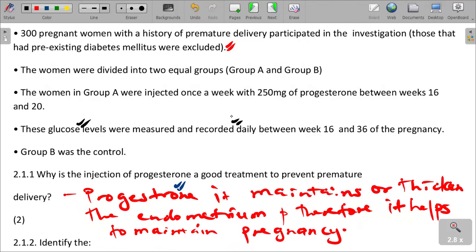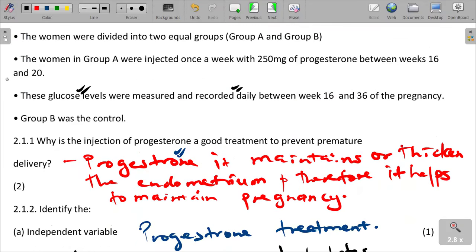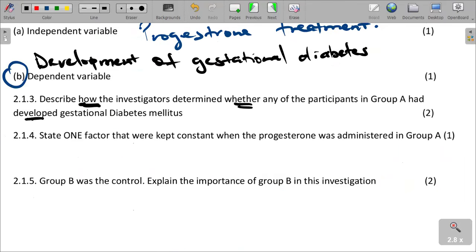And also we see that when the glucose levels of the women remain high continuously, it indicates that the development of gestational diabetes is possible. That is what happened with the women in Group A. It is shown that glucose levels were measured. So the answer is that the glucose levels were taken daily.